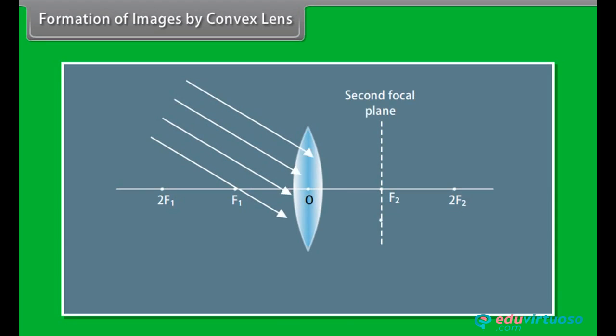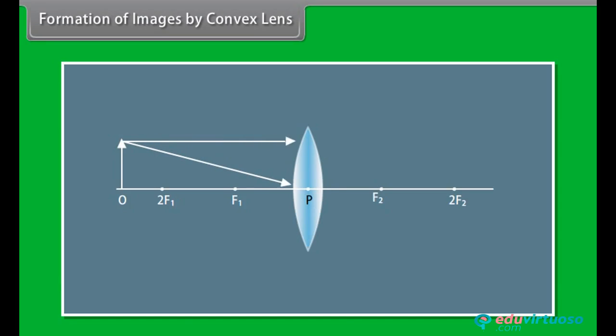When the object is placed at infinity and the rays are not parallel to the principal axis, then the image is formed at the focal plane on the opposite side of the lens as that of the object. The nature of the image is real, inverted, and highly diminished. When the object is placed beyond 2F, then the image is formed on the opposite side between F and 2F. The nature of the image is real, inverted, and diminished.